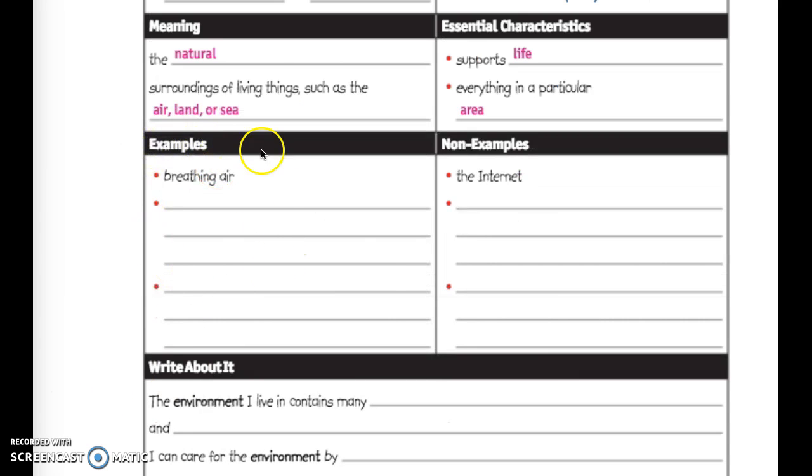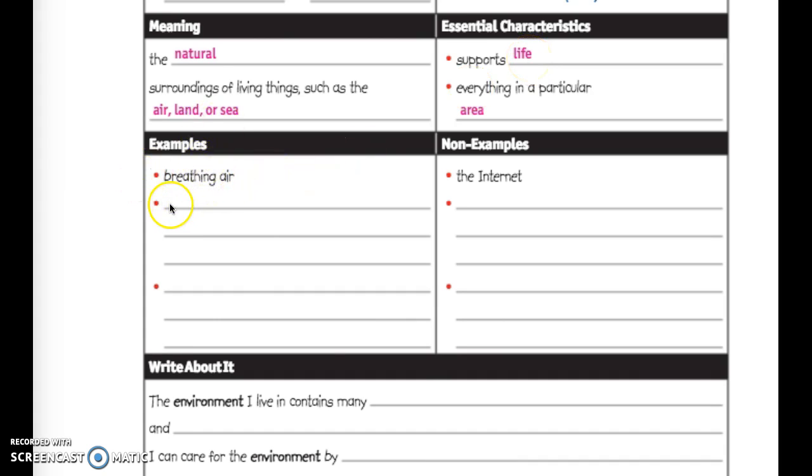So coming down to the examples box, it gives us the first one, breathing air. Breathing air has to do with the environment around us, air. Remember, surroundings of living things such as the air, land, or sea. Also, it connects with the essential characteristics listed here. Breathing air supports life. You can't live without breathing air.